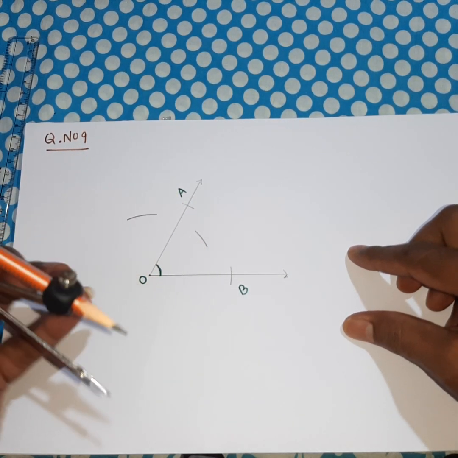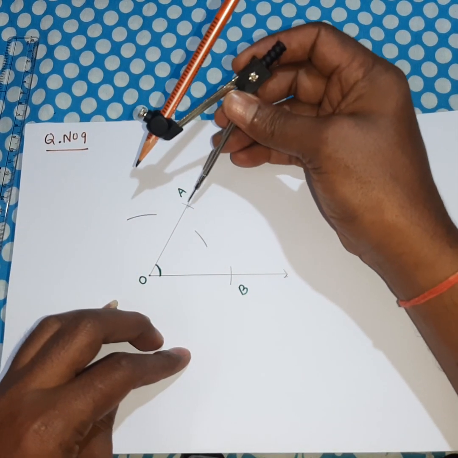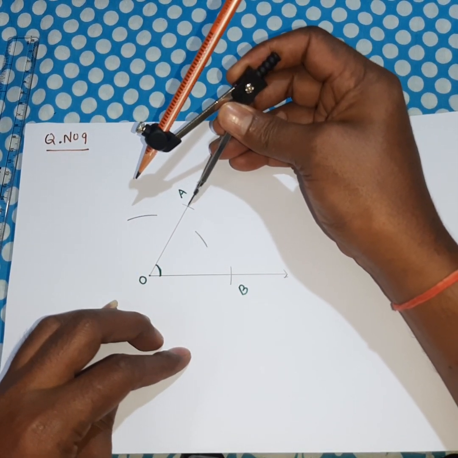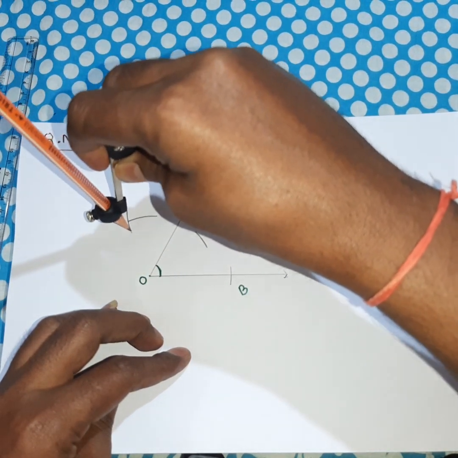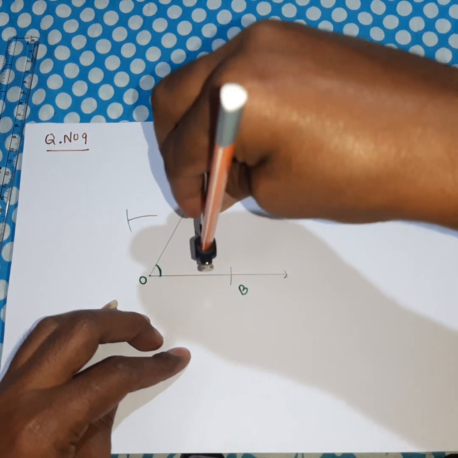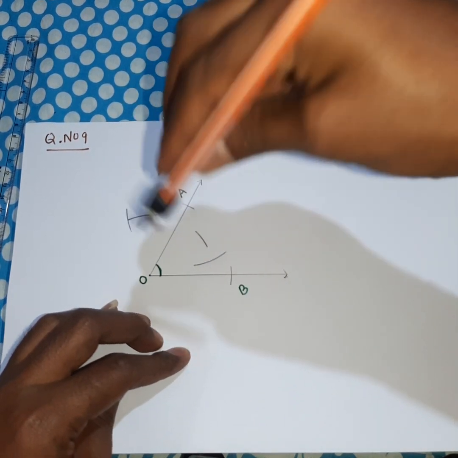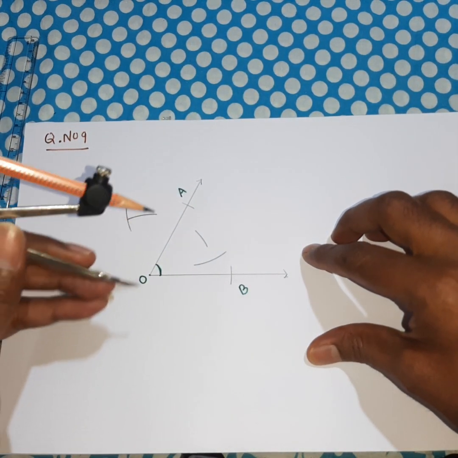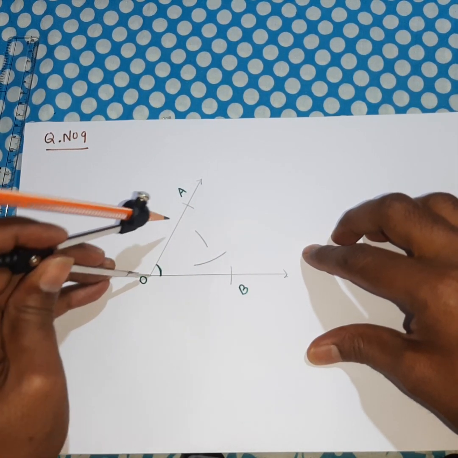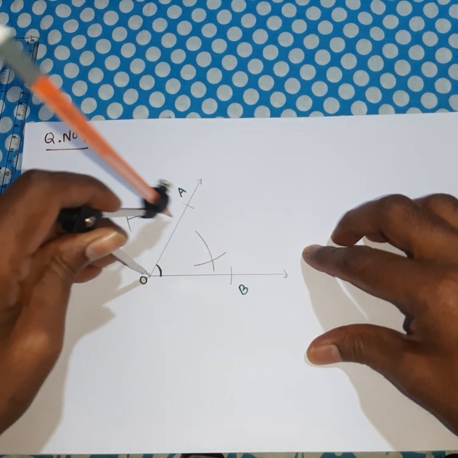Okay, now with the same radius, take center as A, then cut those arcs. Suppose the arcs are not meeting at one point, then you can just extend those arcs, then you will get the point. See, here it is not cutting, so you can extend that arc. You will get the point.